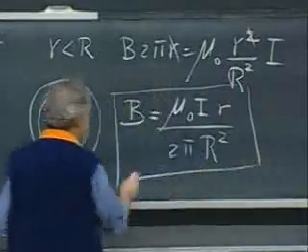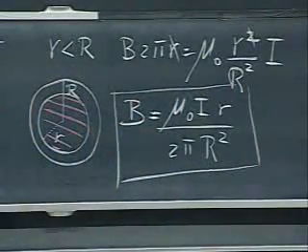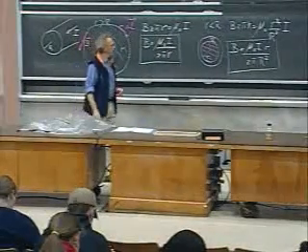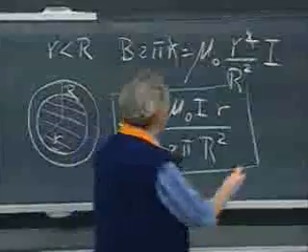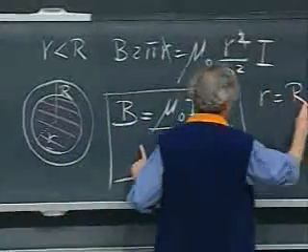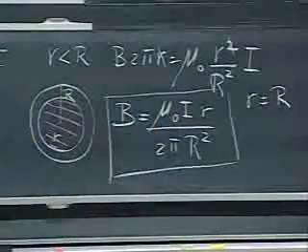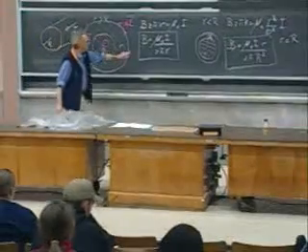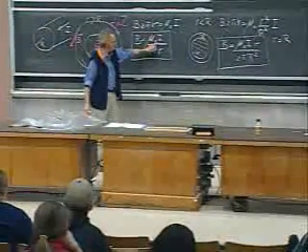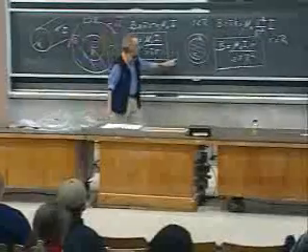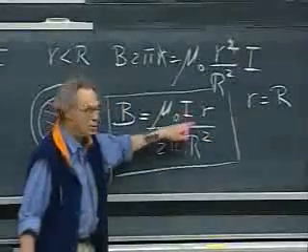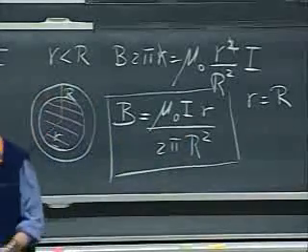And this grows linearly with r, whereas this falls off as 1 over r. And if you substitute in this equation r equals capital R, which would be the magnetic field right at the surface of the wire, you find exactly the same result here. Little r becomes a capital R. If little r becomes a capital R, you lose one capital R, you get the same result.